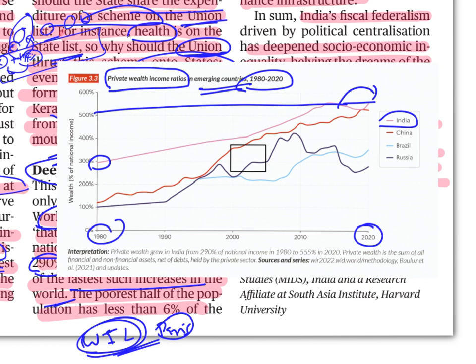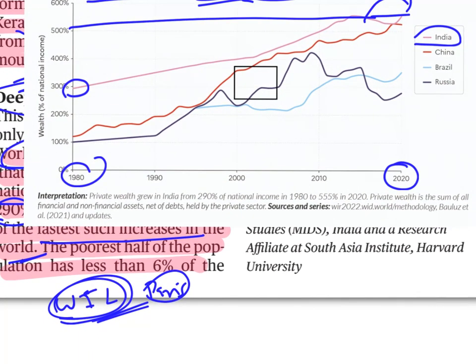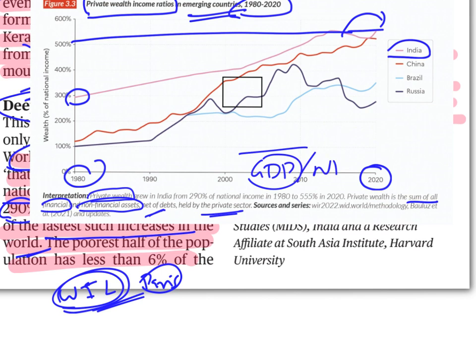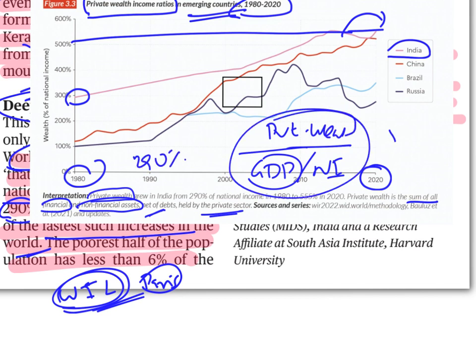So what is this private wealth to income ratio? It's been clearly given here. What is private wealth? It is the sum of all financial and non-financial assets, net of debts, held by the private sector. So all wealth, which means all the assets minus their debt, that is your private wealth. And income is your national income, which is your GDP. It used to be 290% earlier, now it is 550%, which means private wealth is so much more than GDP.